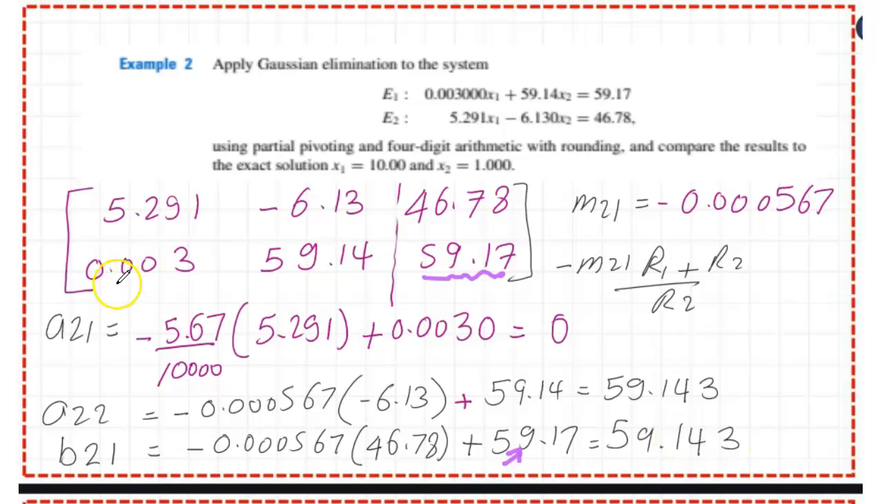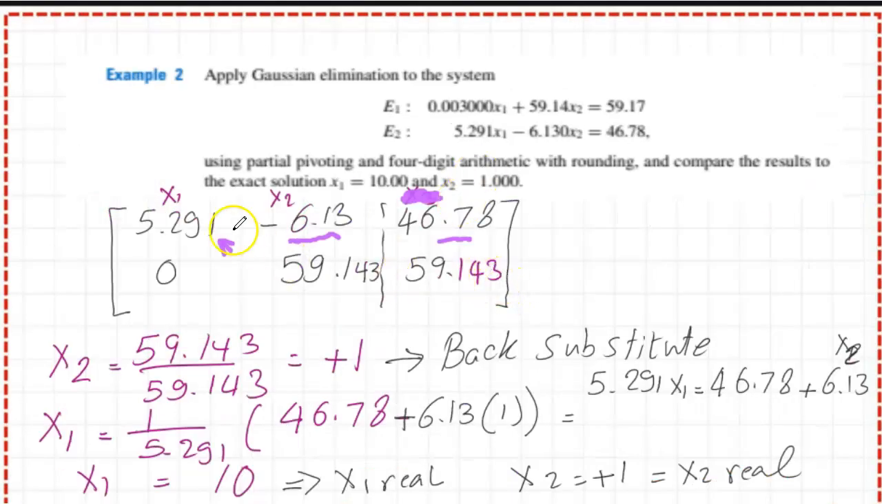We'll move to the next slide. This is the last slide, and this is the augmented matrix. 5.291, minus 6.13, and this is the dotted line, 46.78, and this is the new value of a sub 21, and this is 59.143, and the right hand side is 59.143. We can get the value of x sub 2, which is 59.143 divided by 59.143, and will give us plus 1.